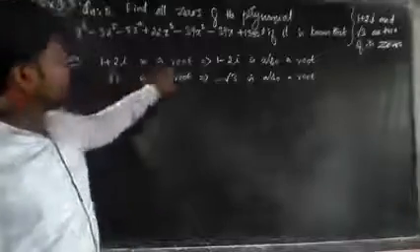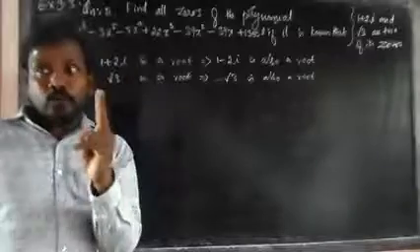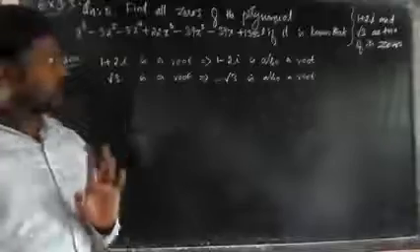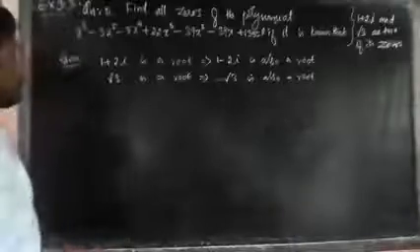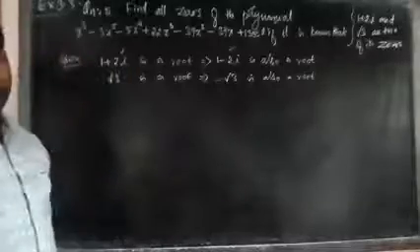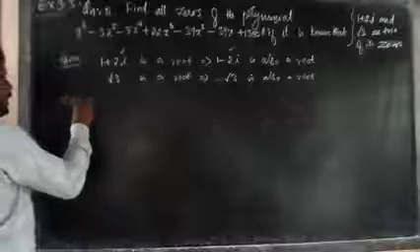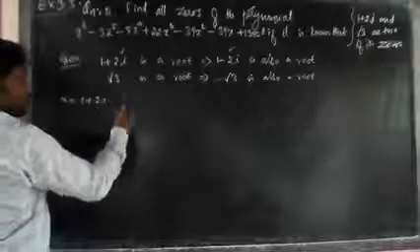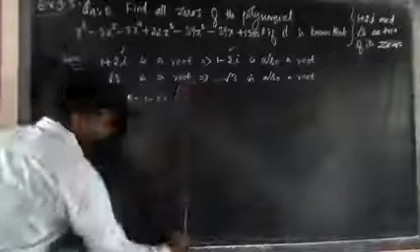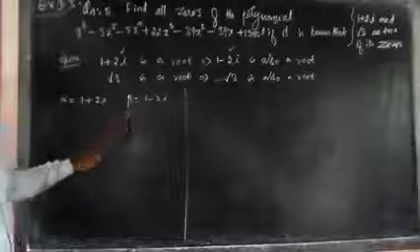Now we know 4 roots, so the remaining 2 zeros we have to find. How to find them? We can consider quadratic equations from the roots. Take alpha as 1 plus 2i and beta as 1 minus 2i. This is one root and this is another root. We can construct the quadratic equation.